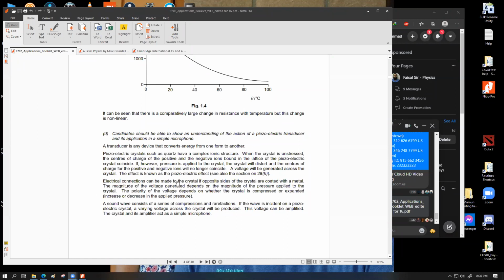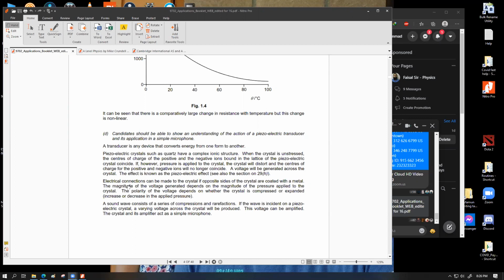Electrical connections can be made to a crystal if opposite sides of the crystal are coated with a metal. The magnitude of the voltage generated depends on the magnitude of the pressure applied to the crystal. The polarity of the voltage depends on whether the crystal is compressed or expanded, that is, increases or decreases in the applied pressure.